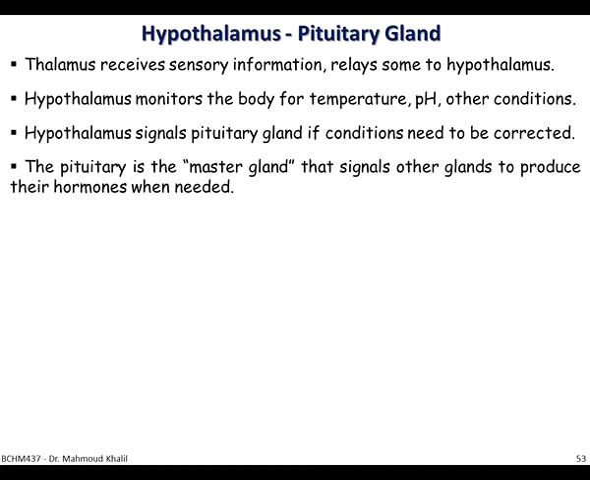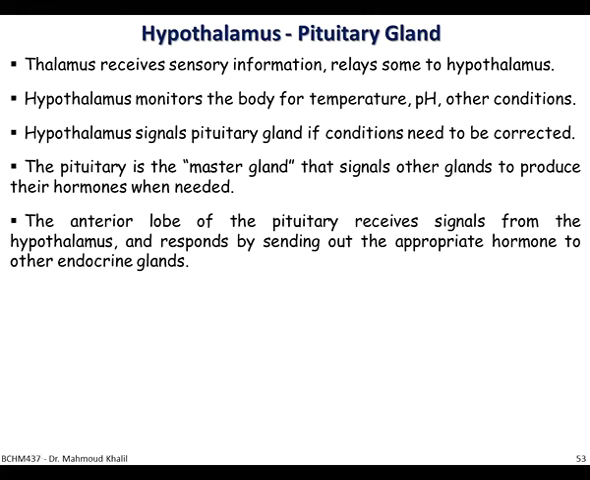The pituitary is the master gland of our body that signals other glands, such as the gonads, to produce their hormones when needed. The anterior lobe of the pituitary receives signals from the hypothalamus and responds by sending out the right amount of hormone to the endocrine glands.